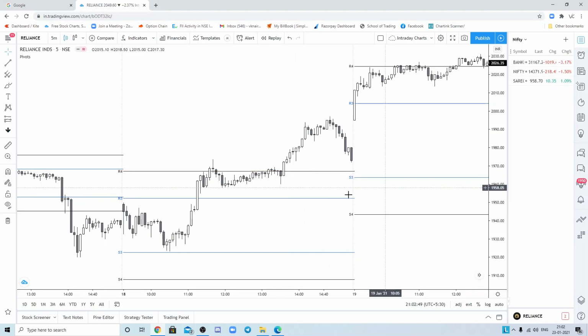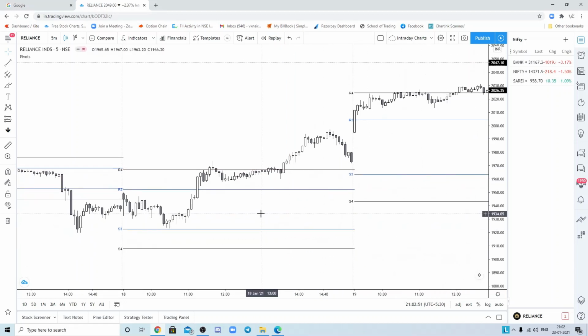I would say that this is also a wide CPR. So your risk to reward ratio is not good enough. Avoid trading in these types of charts even if you get a good move. Right? Just in case you entered here and the candle reversed and crossed R3, your stop loss will get hit and the loss will be huge.